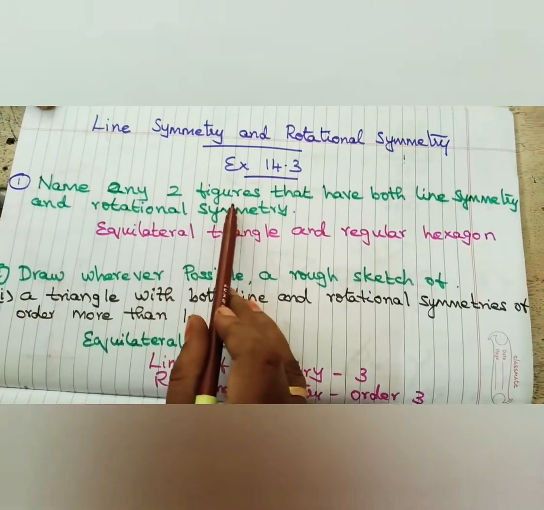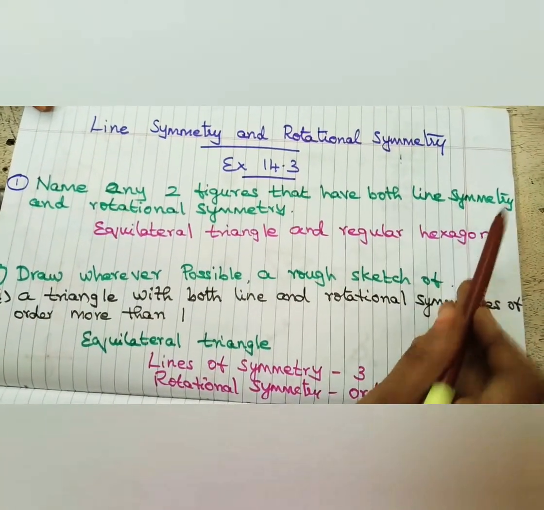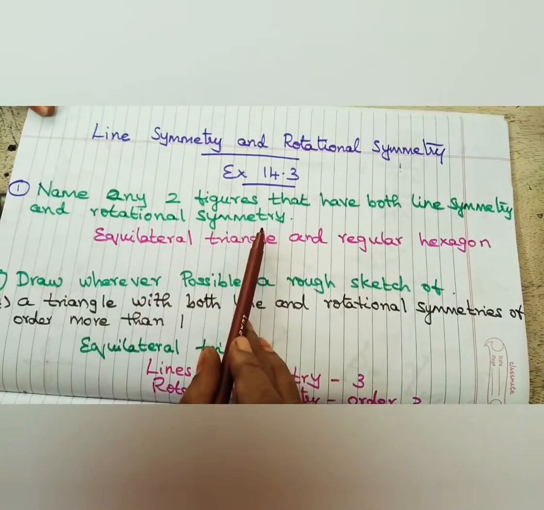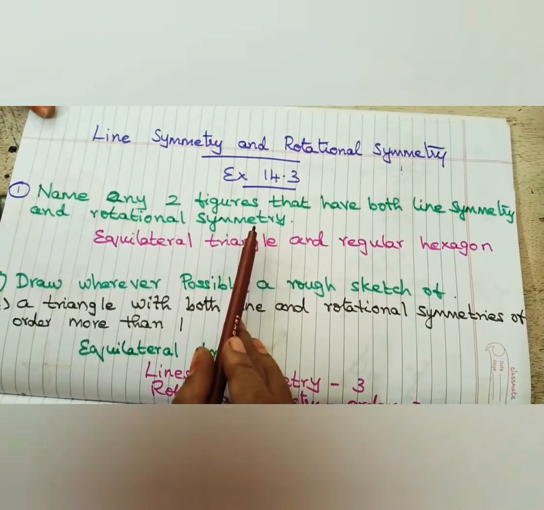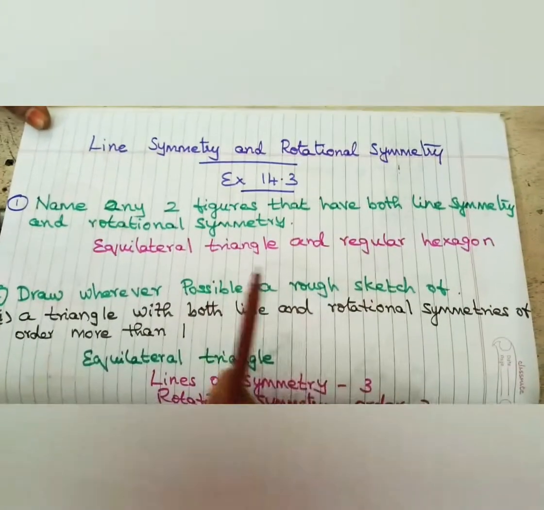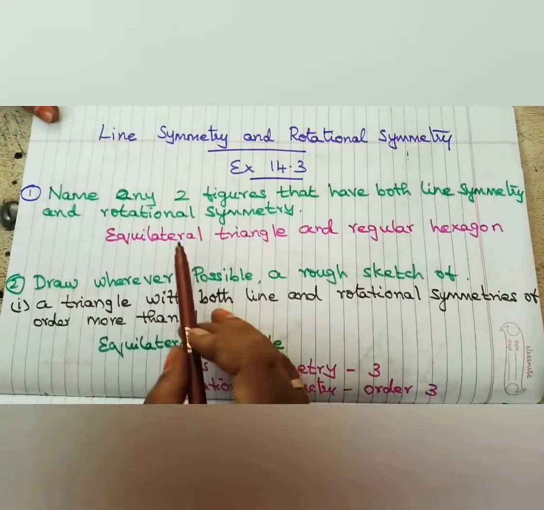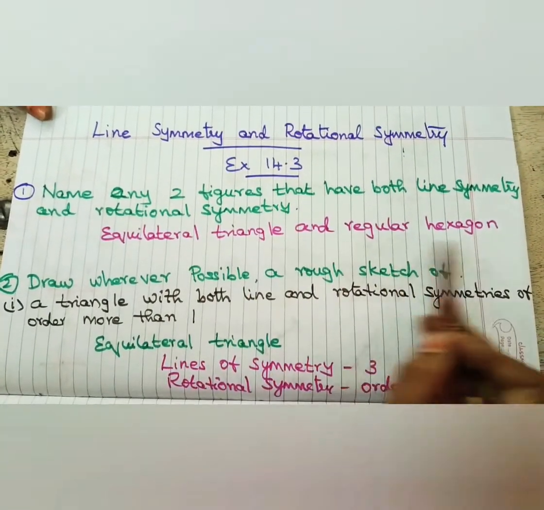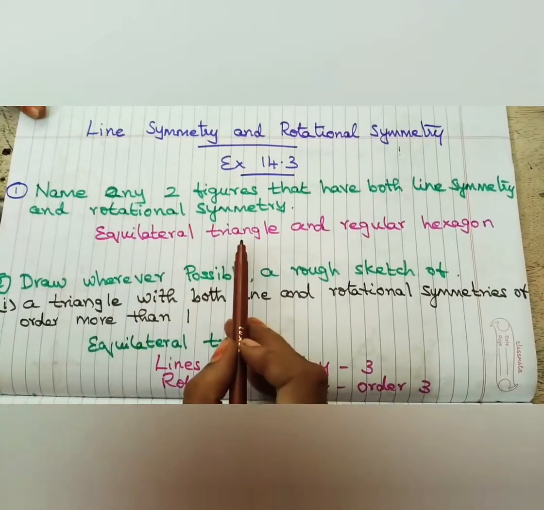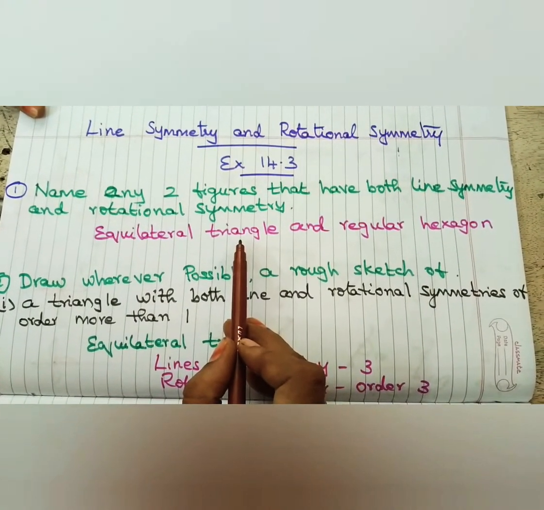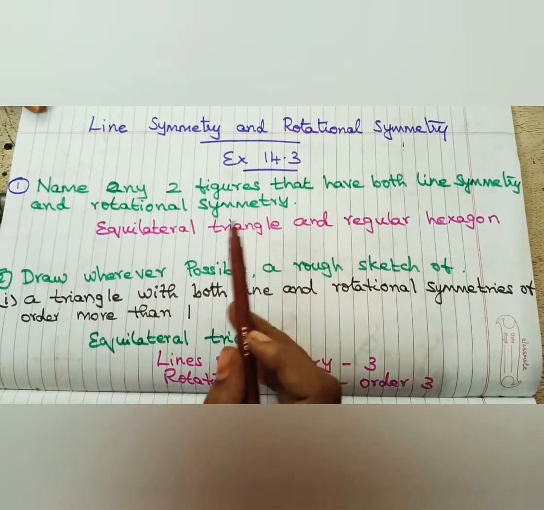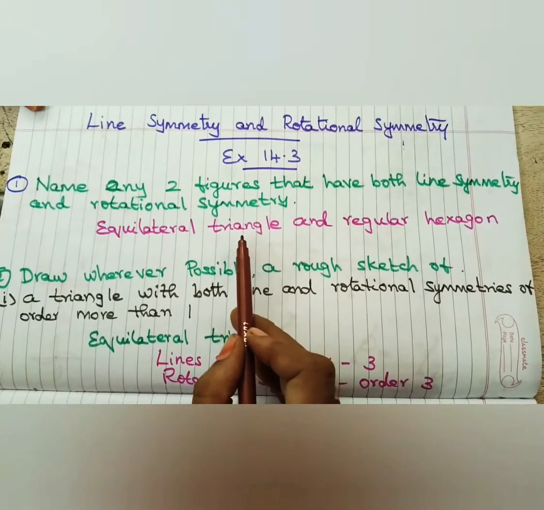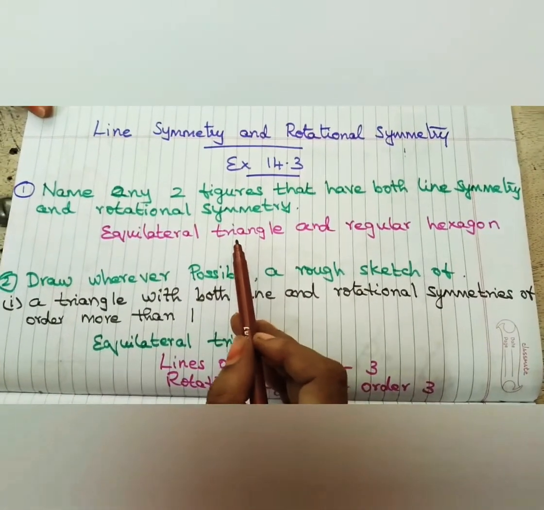Name any two figures that have both line symmetry and rotational symmetry. So you have to find two figures which have both line symmetry as well as rotational symmetry. Equilateral triangle and regular hexagon. As I told you, in an equilateral triangle all the three sides are equal, and when you rotate it, you will get order 3. Same way the lines of symmetry will also be 3.